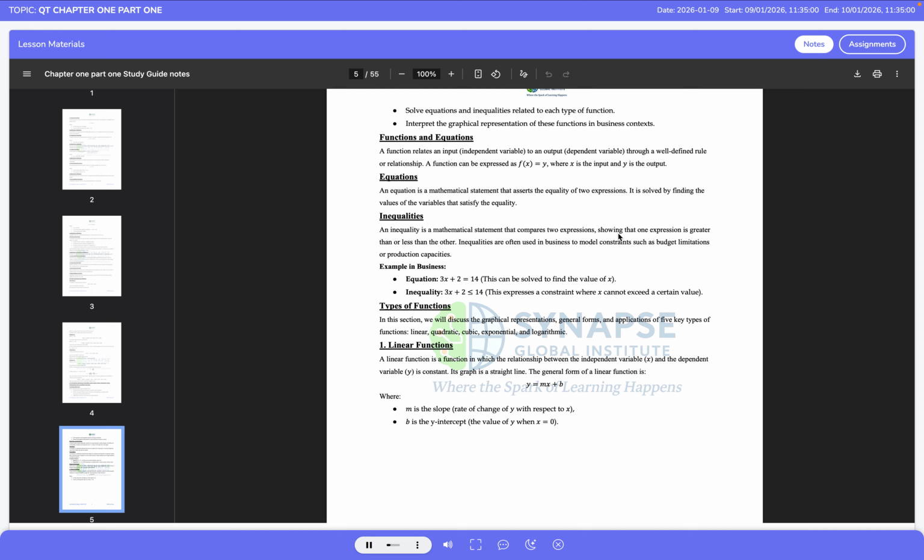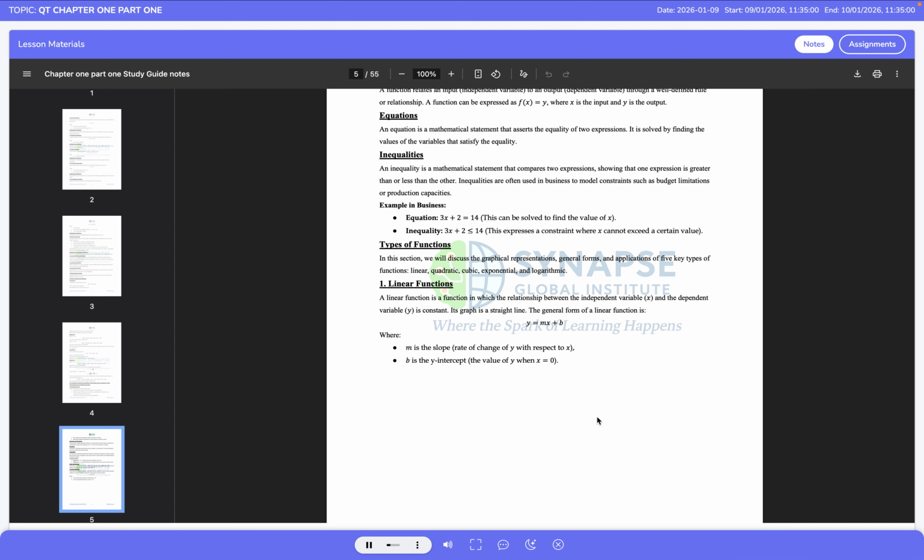We now consider the main types of functions in turn, starting with linear functions. A linear function is one in which the relationship between the independent variable x and the dependent variable y is constant, and its graph is a straight line. The general form of a linear function is y = mx + b. In this expression, m represents the slope, meaning the rate of change of y with respect to x, and b represents the y-intercept, which is the value of y when x equals 0.